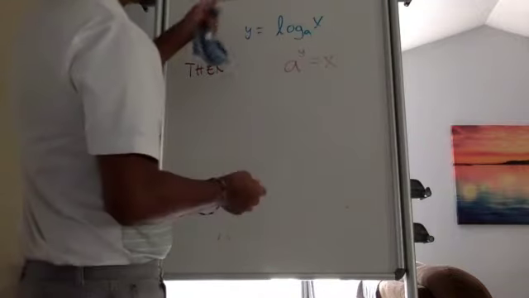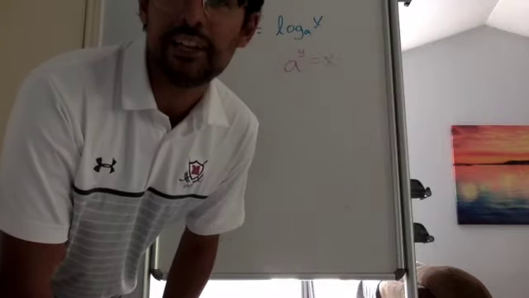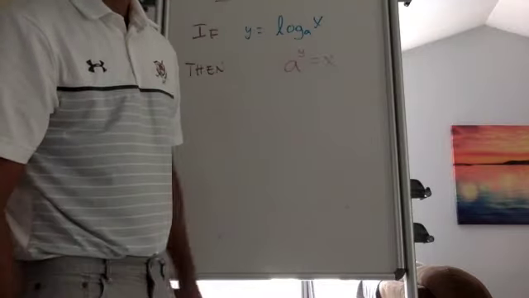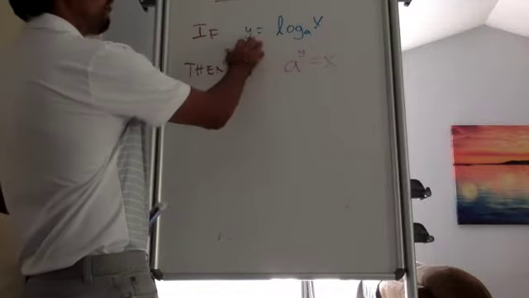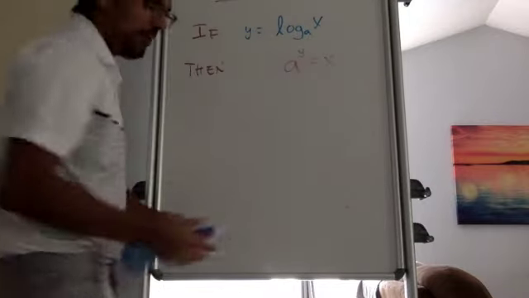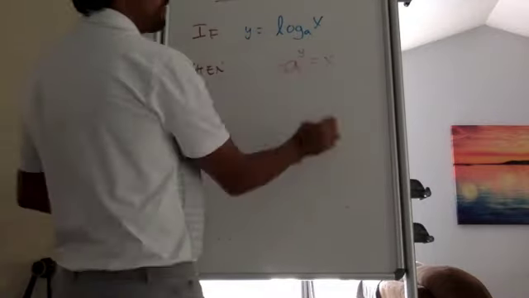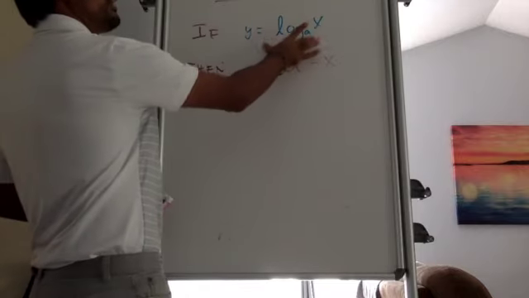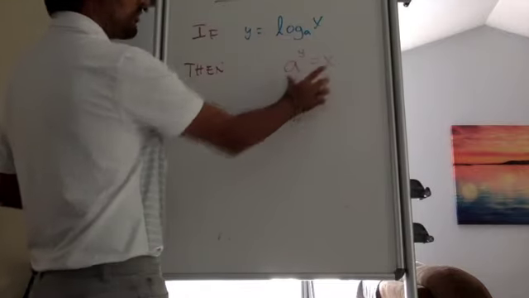Anyways, so exponential and log, the relationship between them is that they are inverses. So algebraically, it would look like this. If y equals log of x base a, then a to the power of y equals x. So this would be written in log form, and this would be written in exponential form.